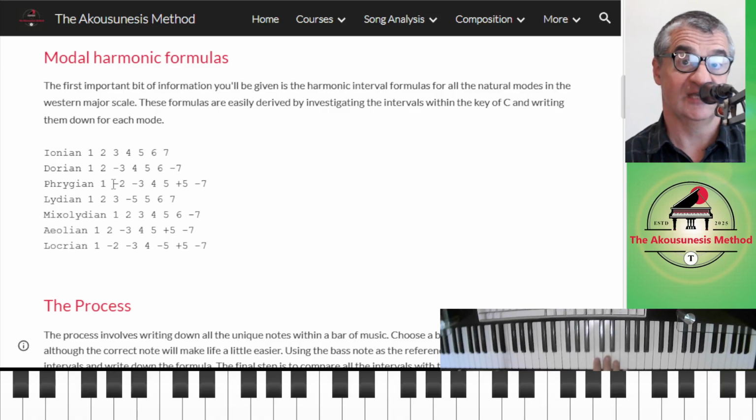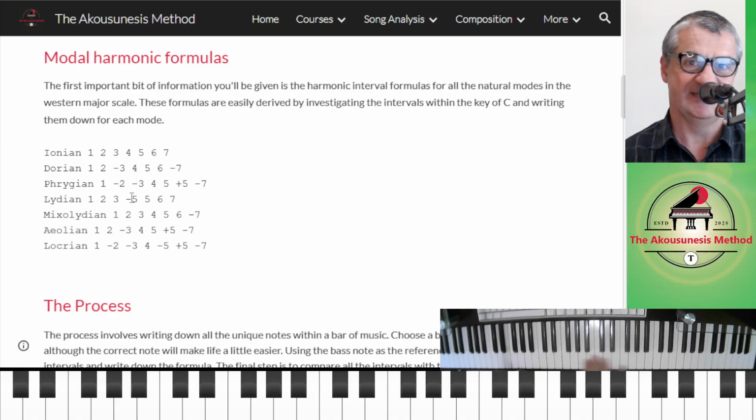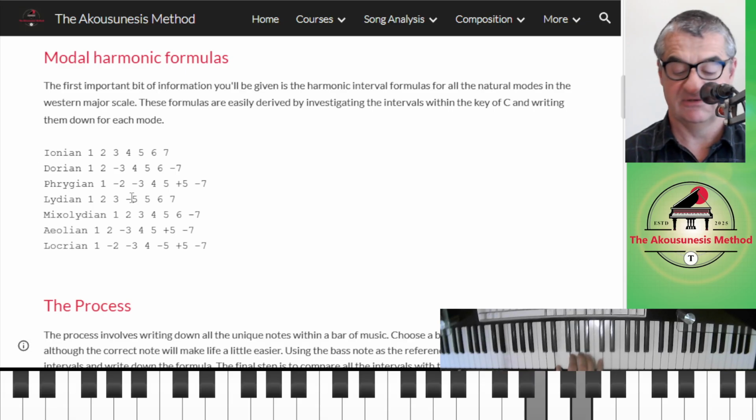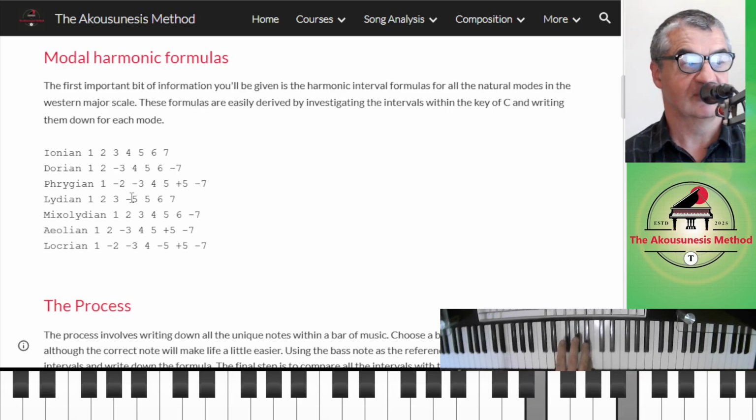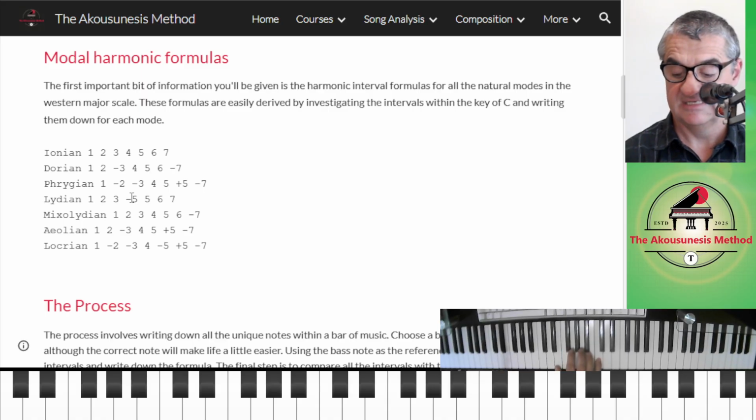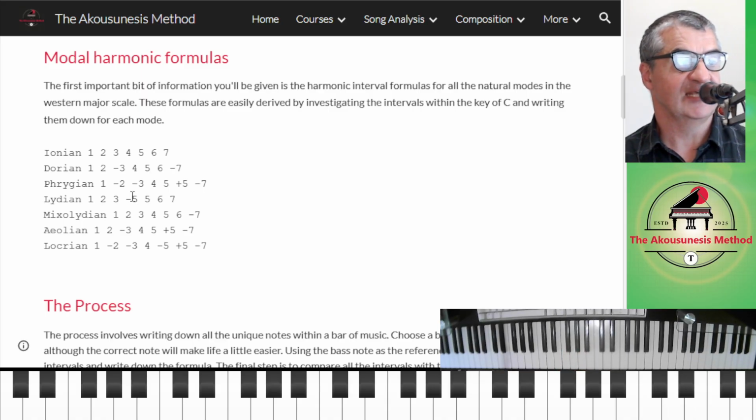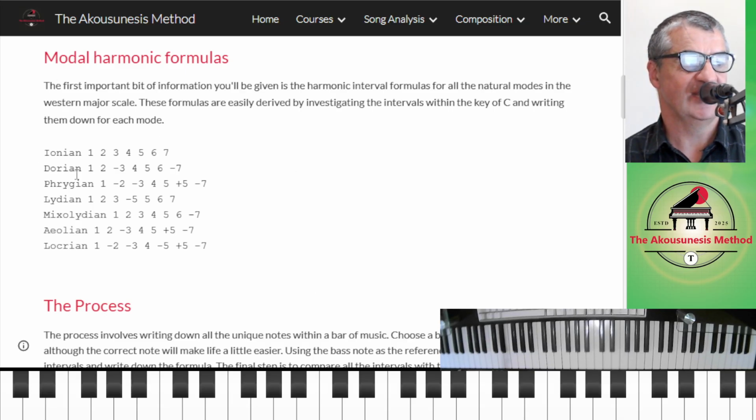This is in the key of C only. Remember, this is key independent, but to visually see it, we can just put our head in the key of C, and it makes it much easier because it's the easiest key. All right, so the Phrygian: 1, minor 2, minor 3, 4, 5. Right? It's got a minor 6. It's got a minor 7. So that's how we do it. So once we have this information, that's the first bit of information we need to continue the process.